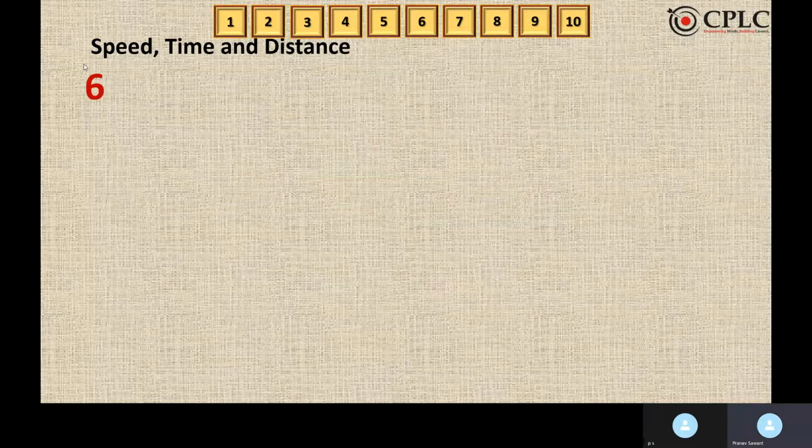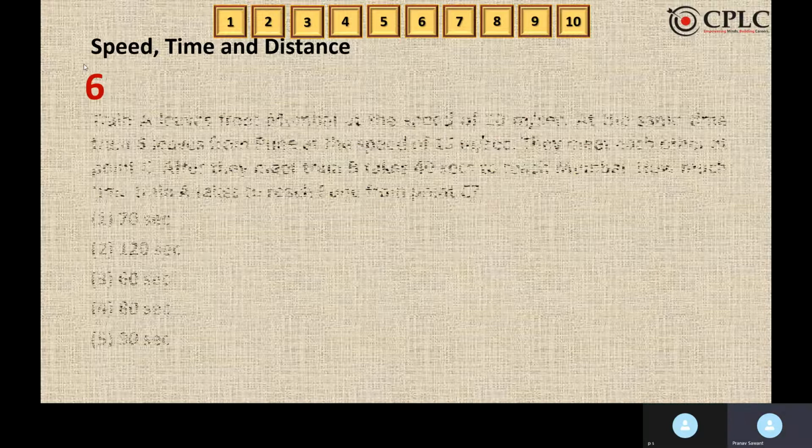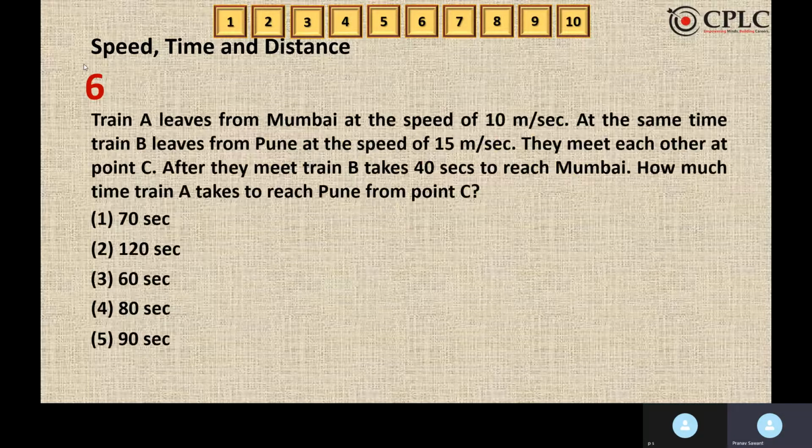Moving to the next question. Train A leaves from Mumbai at the speed of 10 meters per second. At the same time, train B leaves from Pune at the speed of 15 meters per second. They meet each other at point C. After they meet, train B takes 40 seconds to reach Mumbai. How much time train A takes to reach Pune from point C?